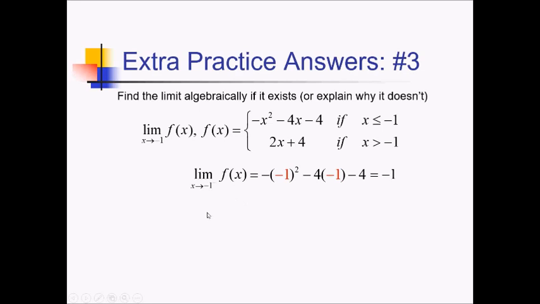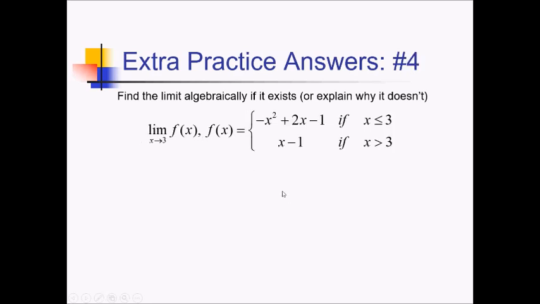Next, we check out the limit as x approaches -1 from the right side of f of x. That uses this greater than -1 rule. So we have 2 times -1 plus 4. That's -2 plus 4, which comes out to 2. Since the left and the right-sided limit are not the same thing, that means the two-sided limit as x approaches -1 does not exist.